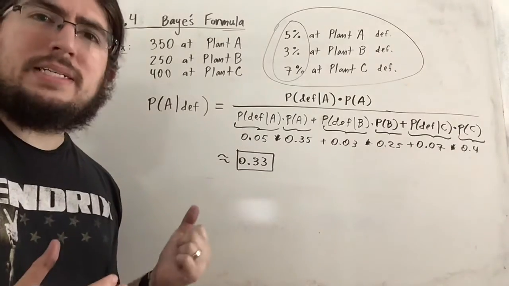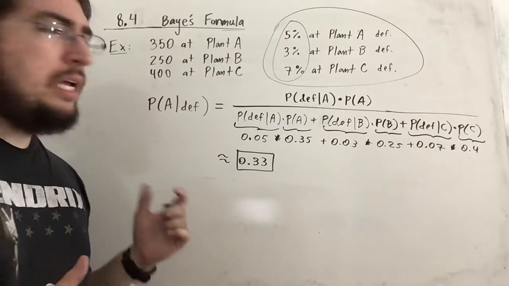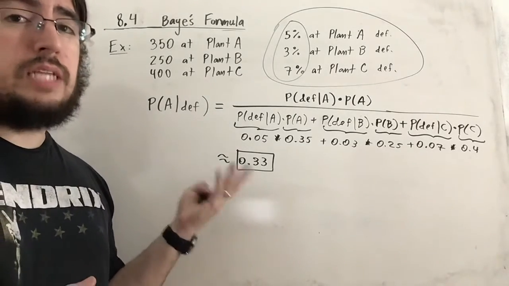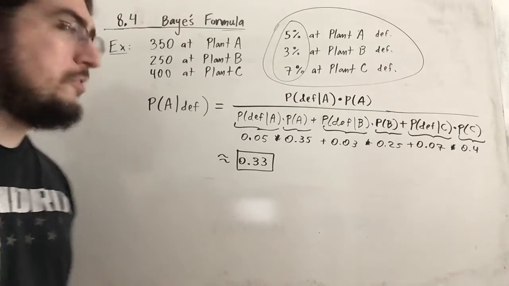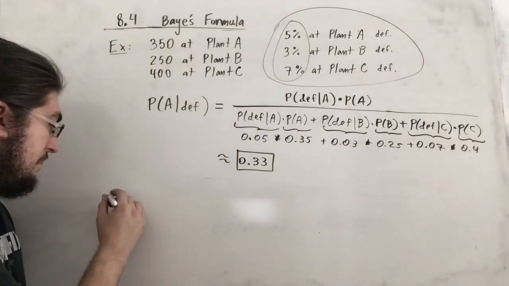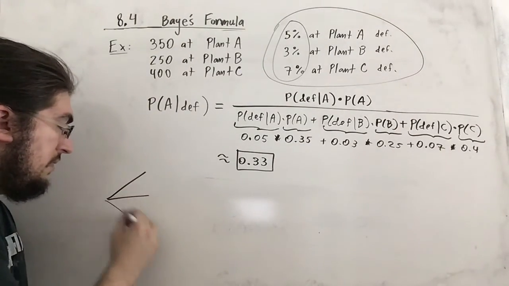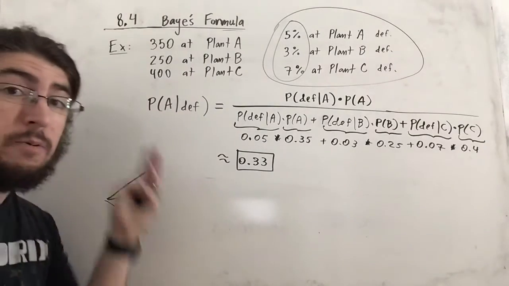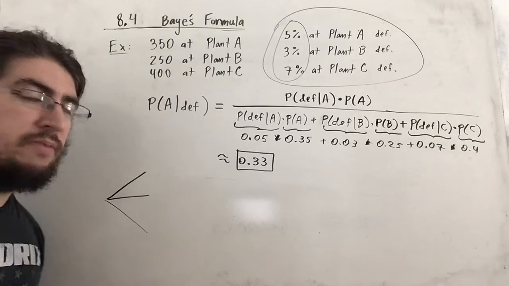But I did mention something about probability trees, so I'm going to show you a visualization using probability trees and how you would solve this type of problem with probability trees. So let's see. We need a branch for each. Well, first we need to figure out which plant we're coming from, and then if it's defective or non-defective.